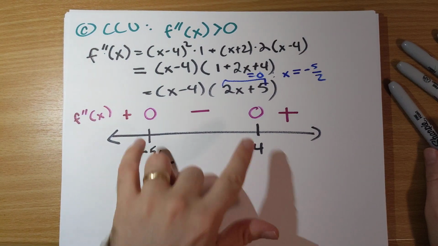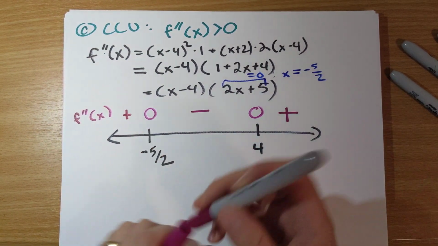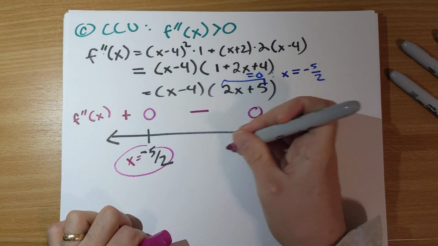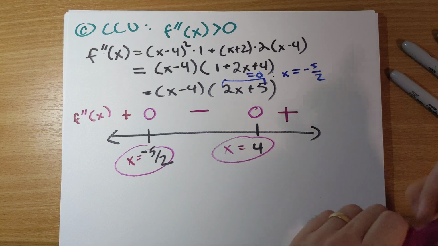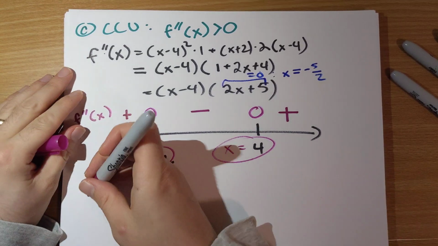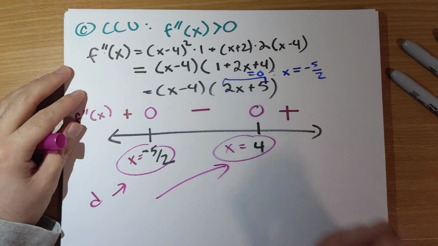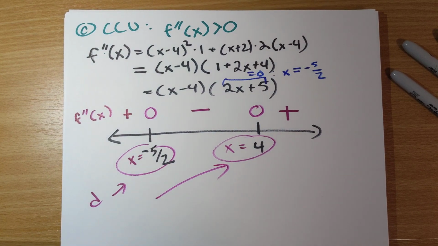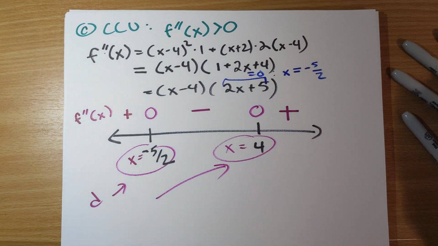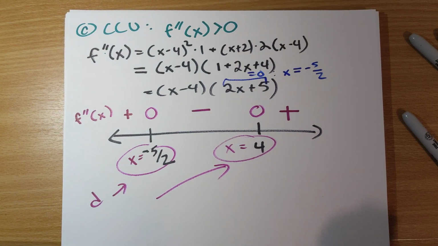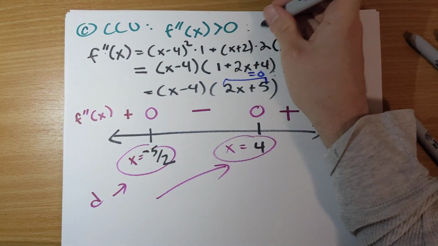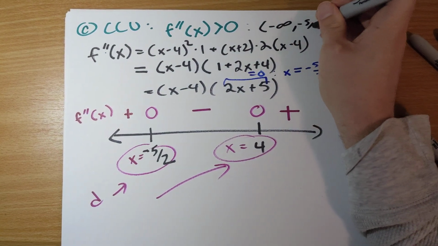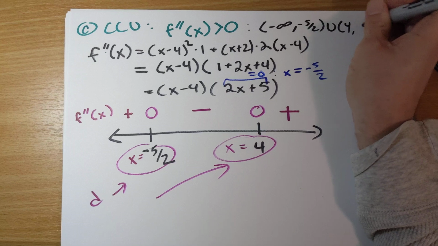Okay, so we see we have two inflection points because the concavity changes, oops, I'm starting to answer part D right now. Find the x-coordinate of each inflection point. That's going to be these values right here. What was part C? Where is f concave up? Where the second derivative is positive. So negative infinity to negative 5/2, union 4 to infinity.